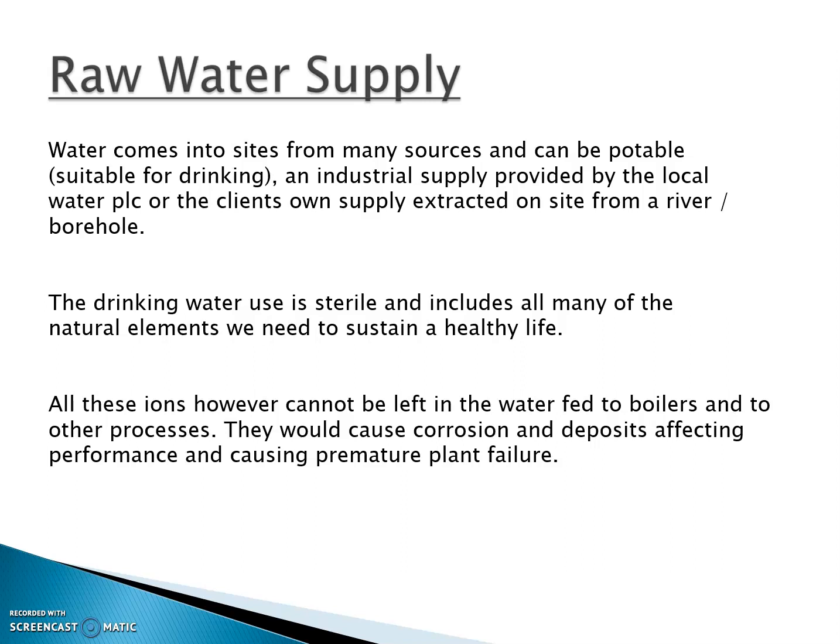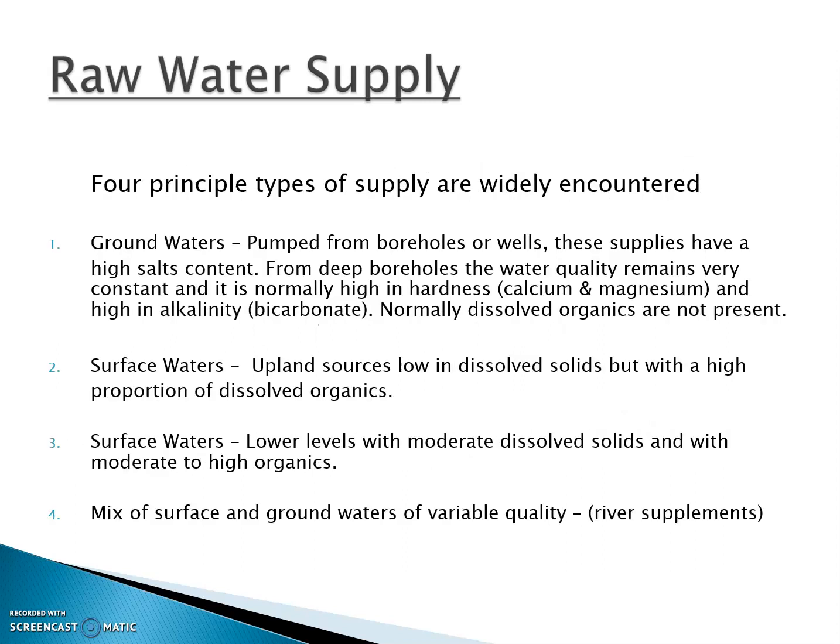Raw water supply. Water comes into sites from many sources and can be potable, suitable for drinking, or an industrial supply provided by the local water plant or the client, or supplied extra on site from a river or borehole. The drinking water used is sterile and includes many of the natural elements we need to sustain a healthy life. All these ions, however, cannot be left in the water fed to boilers and to other processes. They would cause corrosion and deposits, affecting performance and causing premature plant failure.